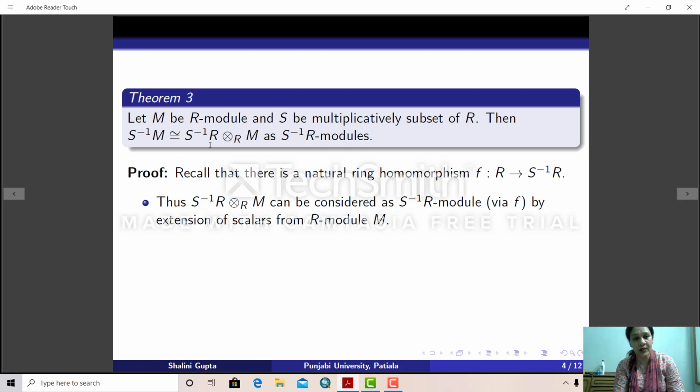Also this is an R module because S inverse R is an R module, M is an R module, and the tensor product of two R modules is again an R module. So this module is an S inverse R module as well as an R module. Now we want to show that this is isomorphic to S inverse M as S inverse R modules. So now we consider a map phi from S inverse R cross M to S inverse M by phi(r/s, m) equal to rm/s. We will first show that phi is well defined, then we will show that phi is S inverse R bilinear.